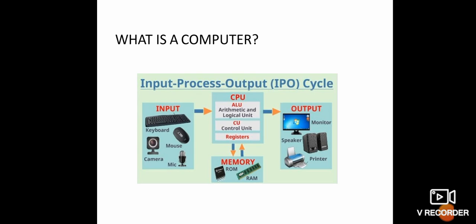Then we have the memory like RAM, ROM, which are called the memory devices. Then we have the output devices like monitor, speaker, printer, which in turn give you the output.